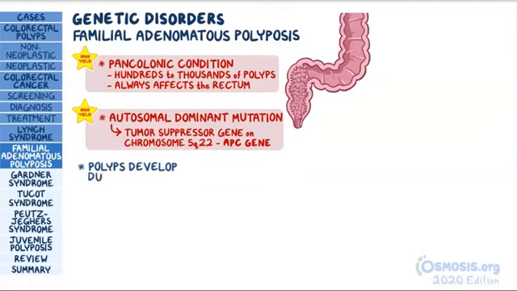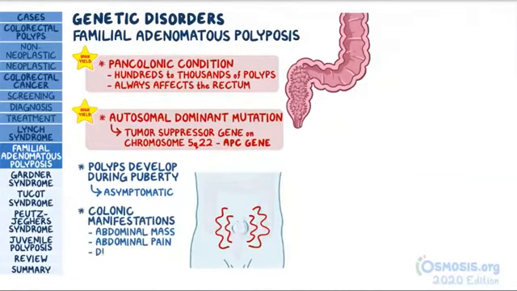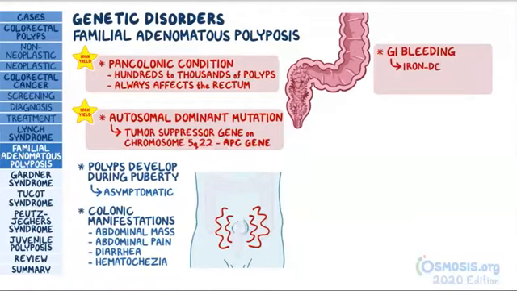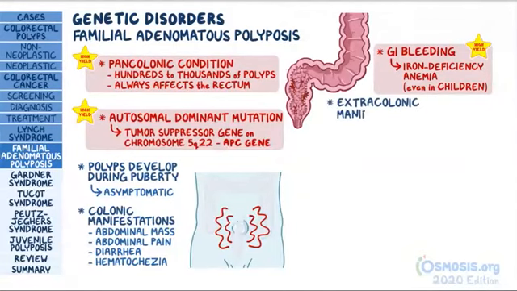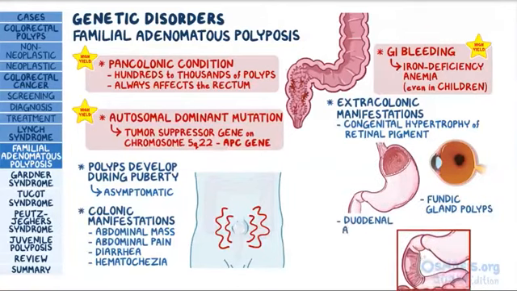Polyps usually begin to develop during puberty, and initially they're asymptomatic, but as they grow they can present with colonic manifestations like a palpable abdominal mass, abdominal pain, diarrhea, and hematochezia. Moreover, chronic gastrointestinal bleeding from many polyps can lead to iron deficiency anemia, even in children. Familial adenomatous polyposis can also be associated with extracolonic manifestations, such as congenital hypertrophy of retinal pigment epithelium, sessile polyps in the stomach called fundic gland polyps, and duodenal adenomas.